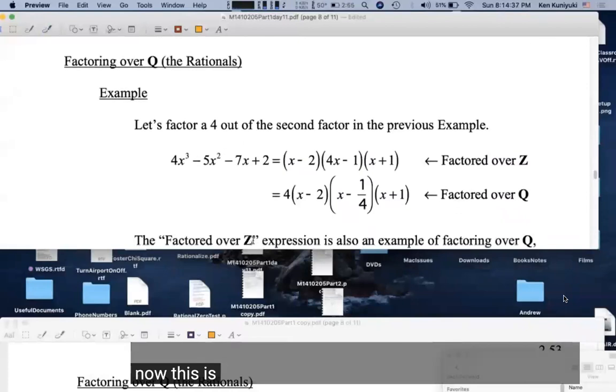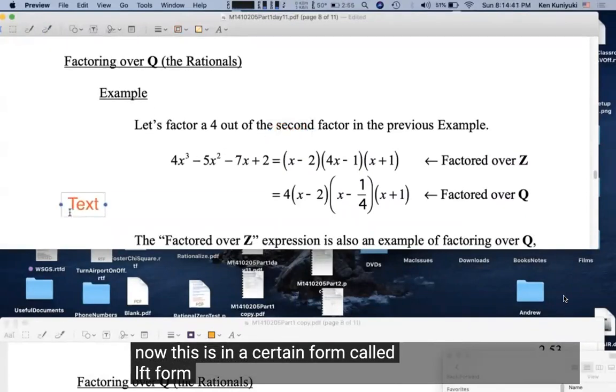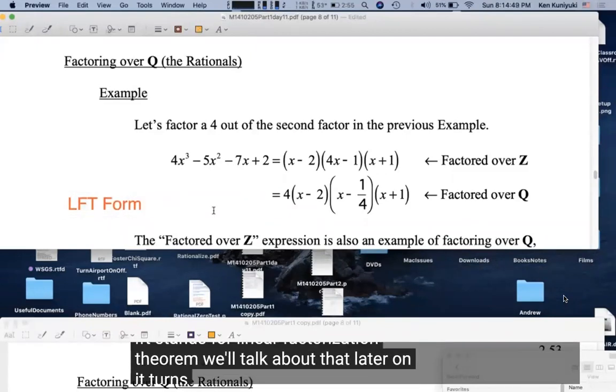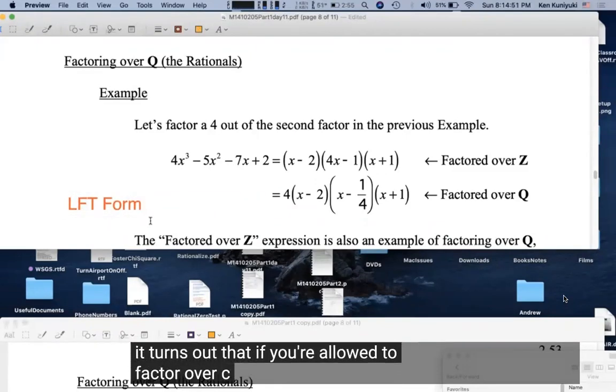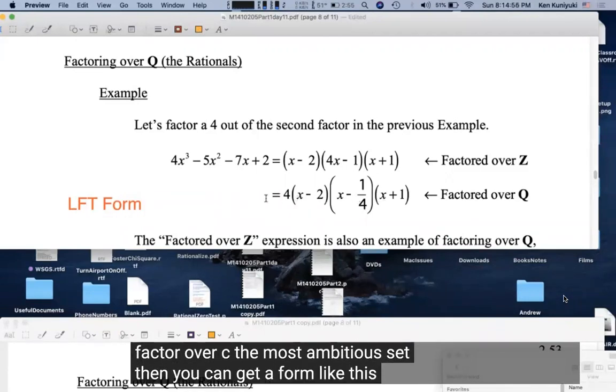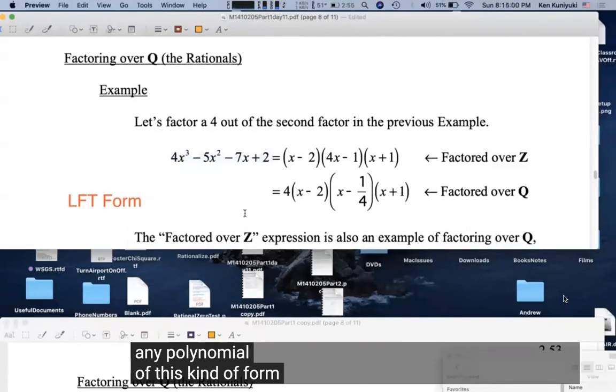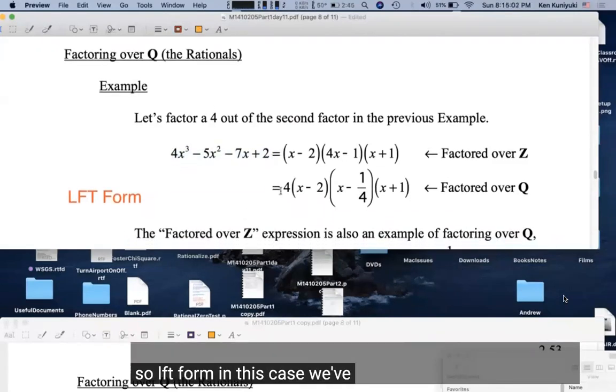Now, this is in a certain form called LFT form, which we'll talk about later on. LFT stands for linear factorization theorem. We'll talk about that later on. It turns out that if you're allowed to factor over C, the most ambitious set, then you can get a form like this for any polynomial of this kind of form. So LFT form, in this case, we've factored over Q.